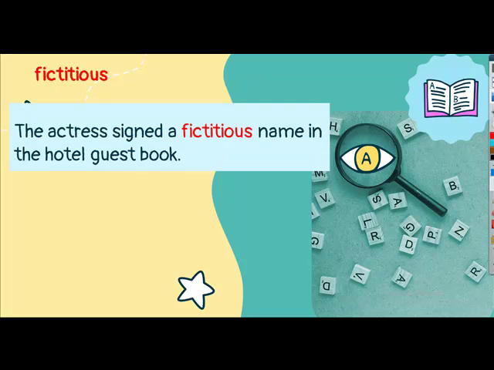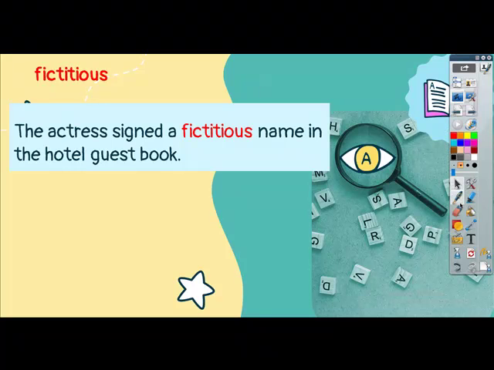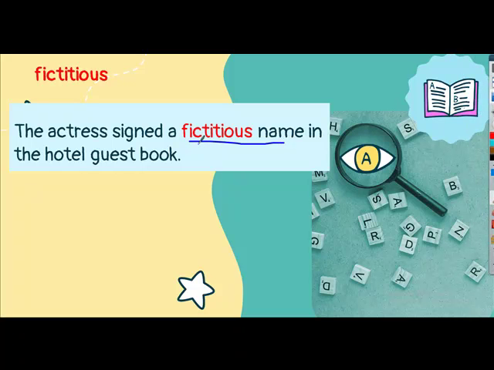Fictitious. It's very easy to figure out that it's an adjective by using the suffix -ous at the end. The actress signed a fictitious name in the hotel guest book. Of course, she is a celebrity. She doesn't want to be known, so she used a fictitious name. The spelling resembles the word fiction, right? Fiction is a noun. Fictitious here is an adjective.